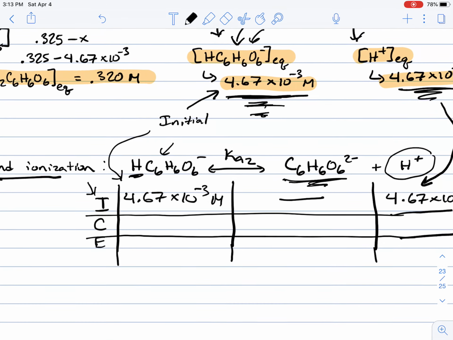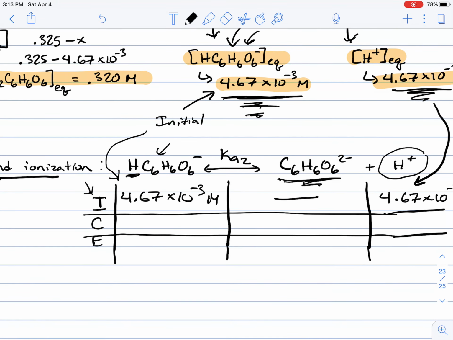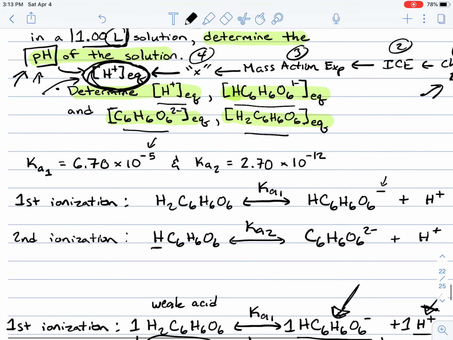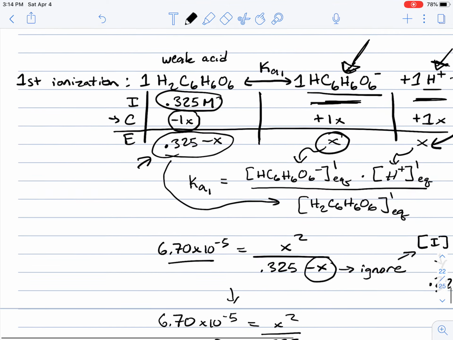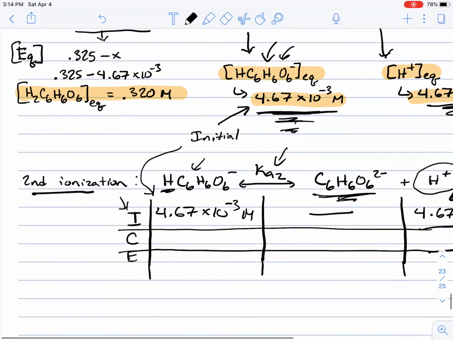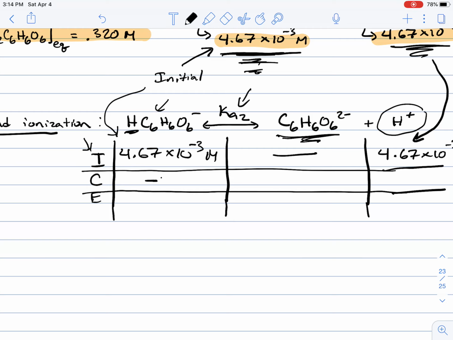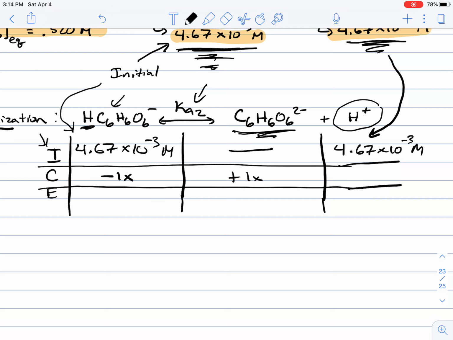Awesome. And so if you guys are looking at the value of Ka2, I'm going to scroll up. So Ka2 is going to be 2.70 times 10 to the negative 12. And anything times 10 to the negative 12 is far, far less than 1. So we for sure know that this is going to be minus x, right? It's not going to be the initial concentration, that's the change. And so this is going to be plus 1x, and this is going to be plus 1x.